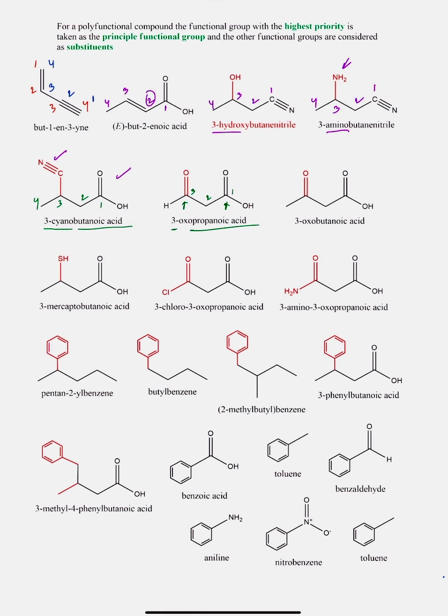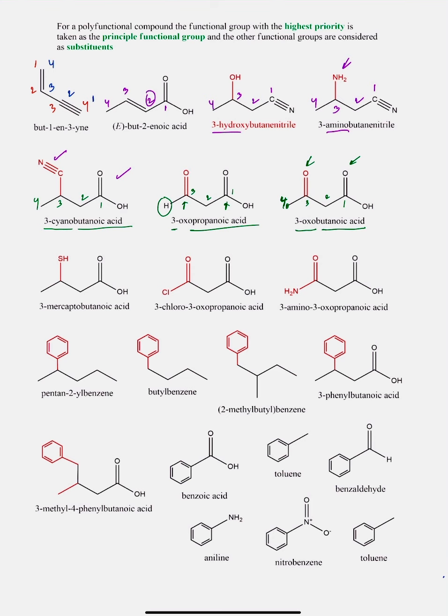What about this? It has a ketone and an acid. So I number it 1, 2, 3, 4. Now I should consider this as carbon 4 because here there was hydrogen and here there is carbon. So there are 4. That's why it's butanoic acid. And there is an oxo group on carbon 3. So it's 3-oxobutanoic acid.